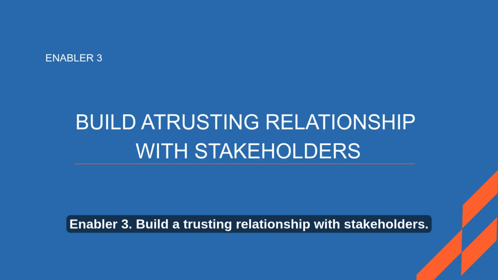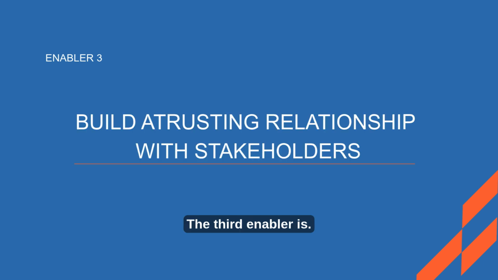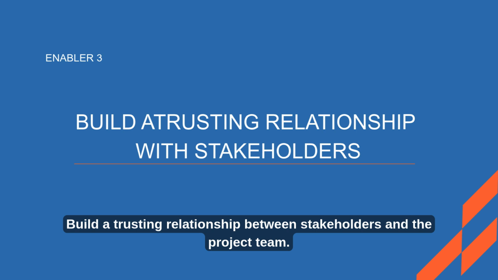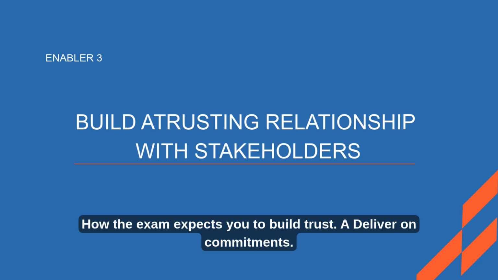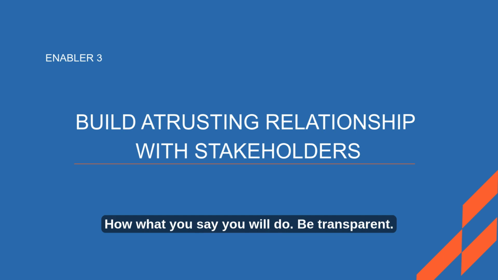Enabler 3, build a trusting relationship with stakeholders. The third enabler is build a trusting relationship between stakeholders and the project team. Trust is not automatic. It is built through consistent behavior over time. How the exam expects you to build trust. Deliver on commitments. Do what you say you will do. Be transparent.